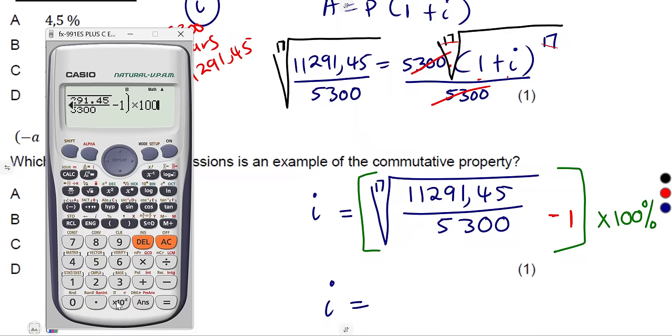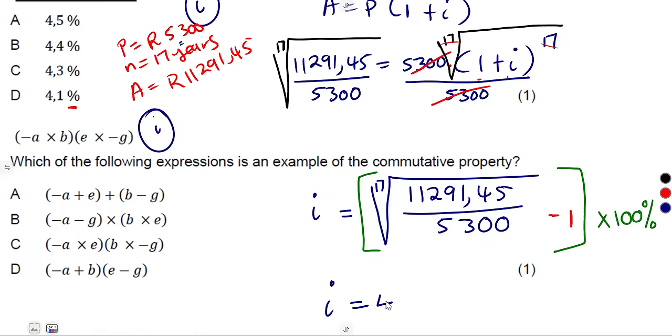Then multiply by 100%. So that was going to give us 4.5 to one decimal place. You can even press shift, then set up, fix or number 6, then press 1 to give us one decimal place. So that's 4.5, as a percentage, as we are given there. So 4.5, that was option A. So the best answer there was supposed to be A.